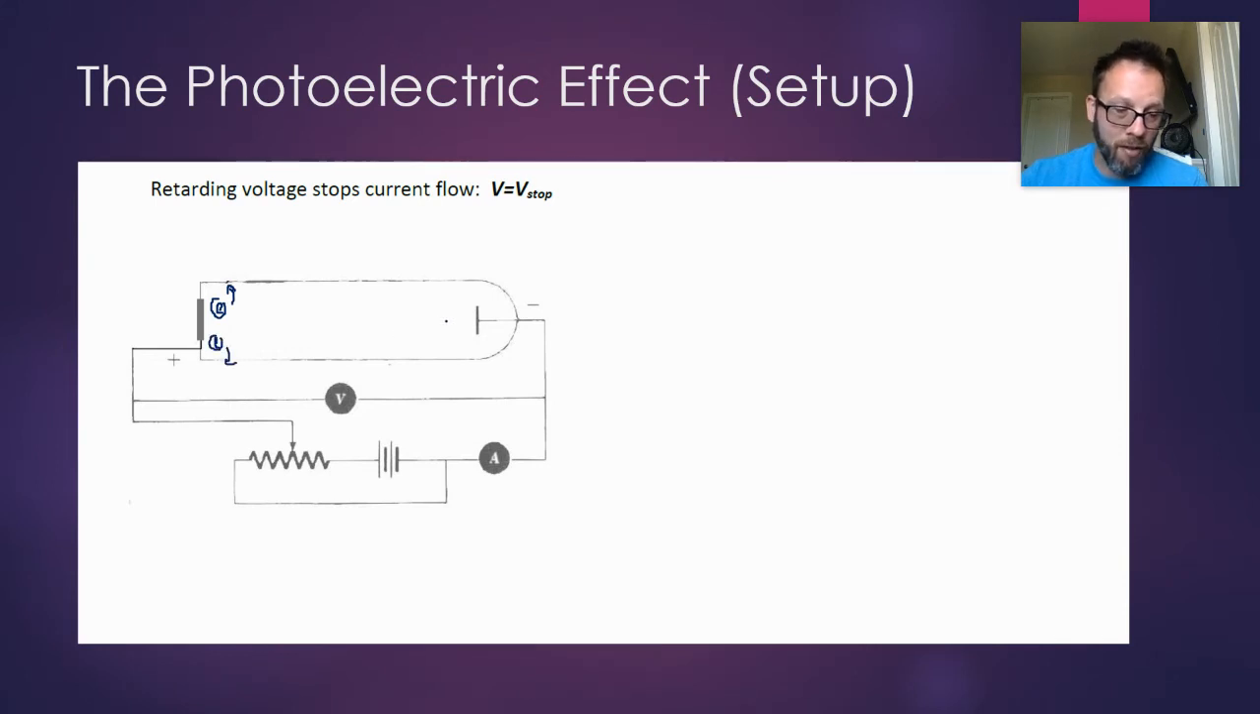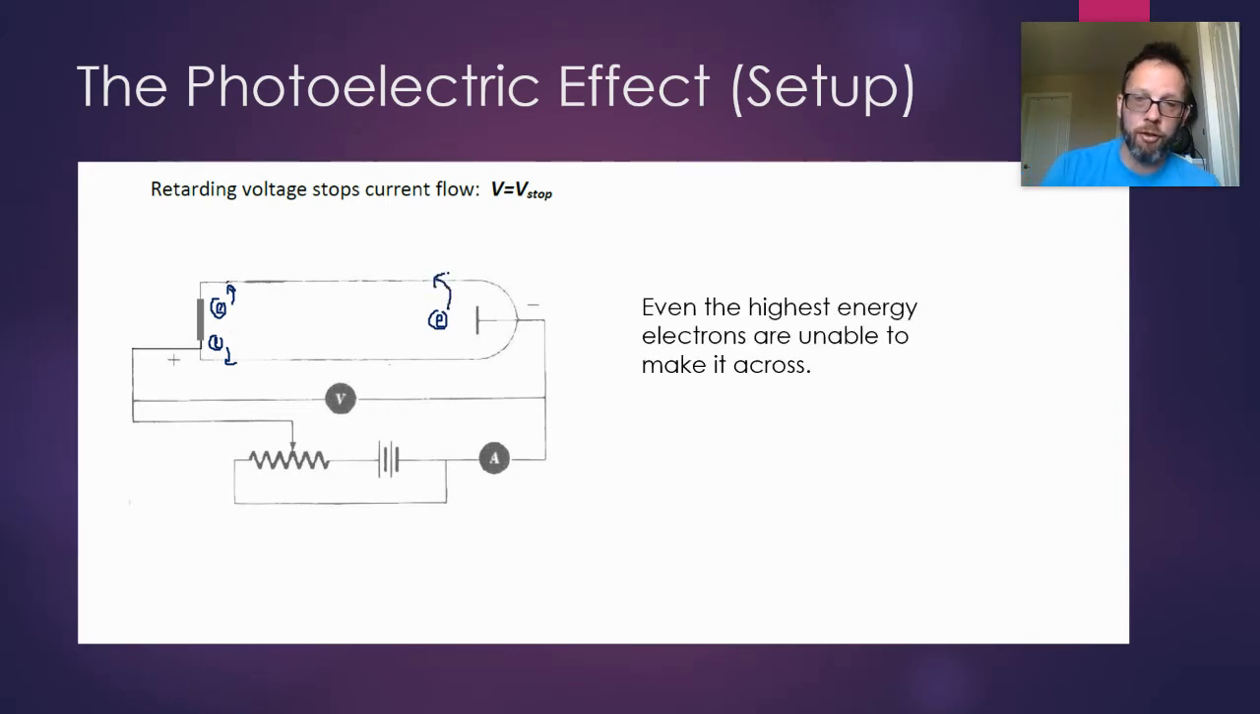Some of them might make it to the very end, but they get turned back too. So even the highest energy electrons are unable to make it across. And the purpose of showing you this is how that frequency was determined. This is how the work function was determined.